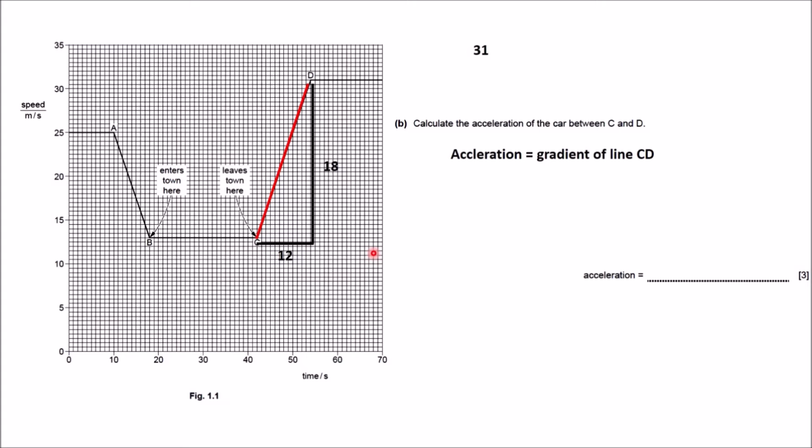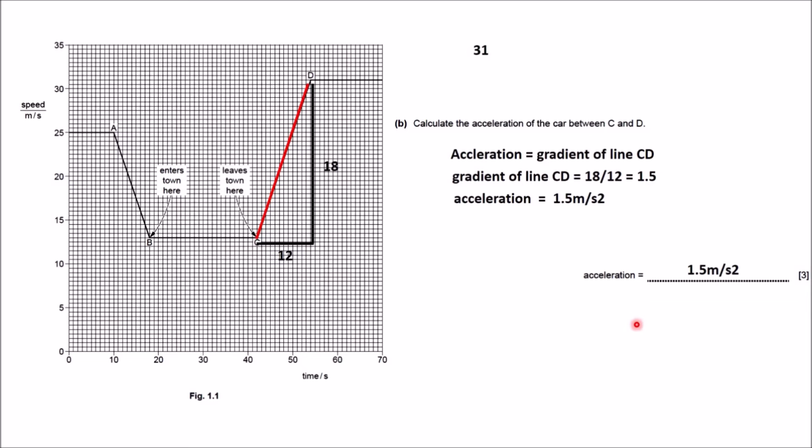So you have vertical and horizontal values, and gradient is simply equal to the vertical axis value divided by the horizontal axis value. So the gradient of line CD is 18 over 12, which gives 1.5, and that is the acceleration required: 1.5 meter per second squared.